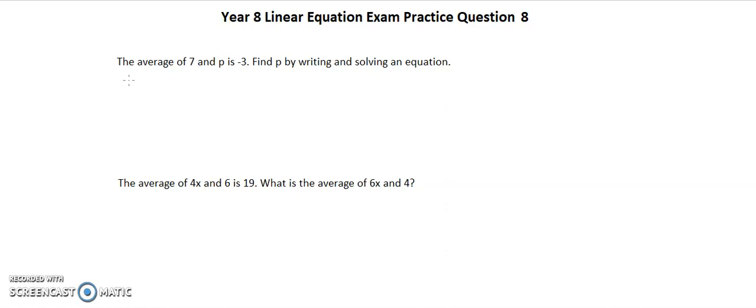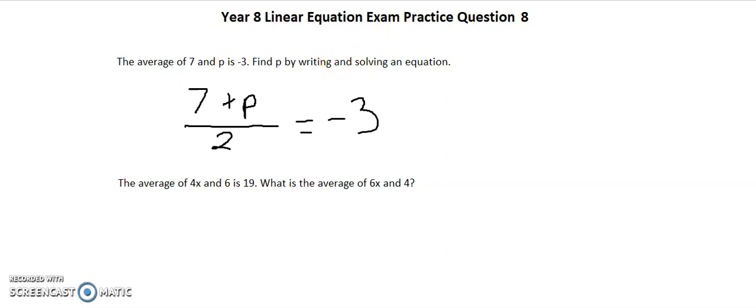So, the first question is the average of 7 and p is -3. Find p by writing and solving an equation. Well, the first thing we need to think about, average is the amount we add up, we have to divide by. So if I'm adding 7 and p, I'm adding 2 amounts, I need to have divided that by 2 to equal -3.